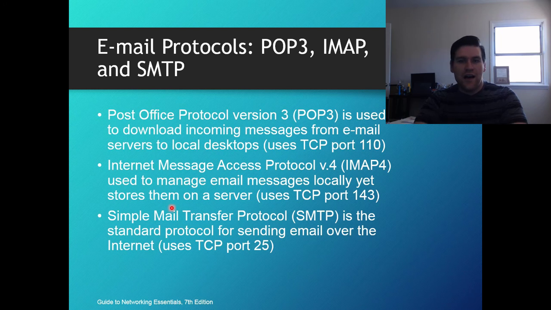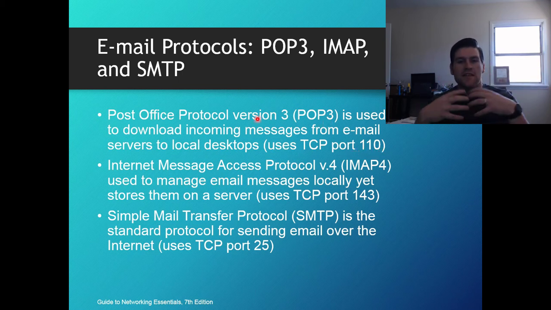But Thunderbird downloads the emails from a server. So there's two ways you can do that. You can download the emails in their entirety using Post Office Protocol. POP uses TCP and port 110. This would download incoming messages that come into the server, and it downloads them to your local desktop. It makes a copy of them, copies them from here, and puts them onto here.